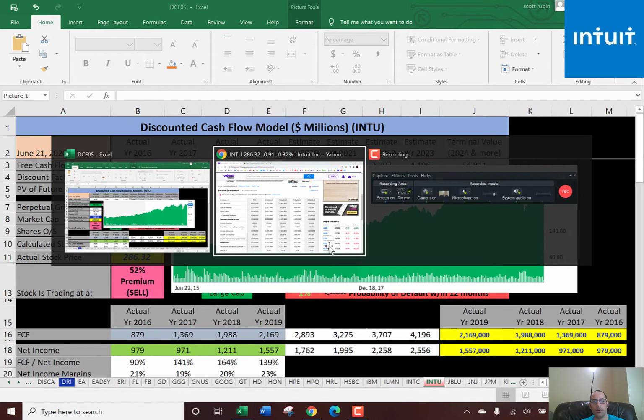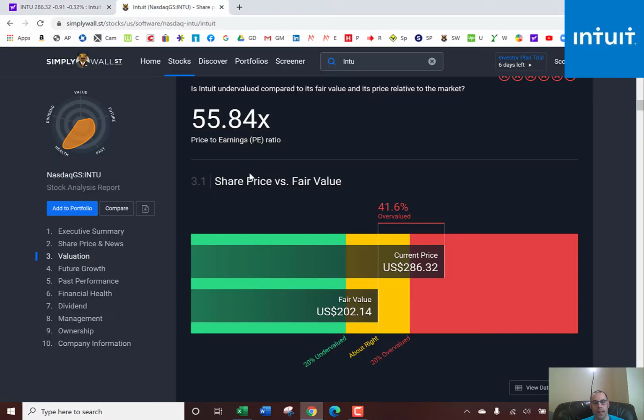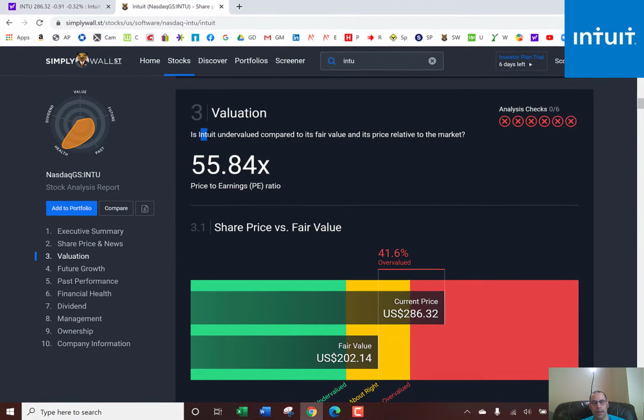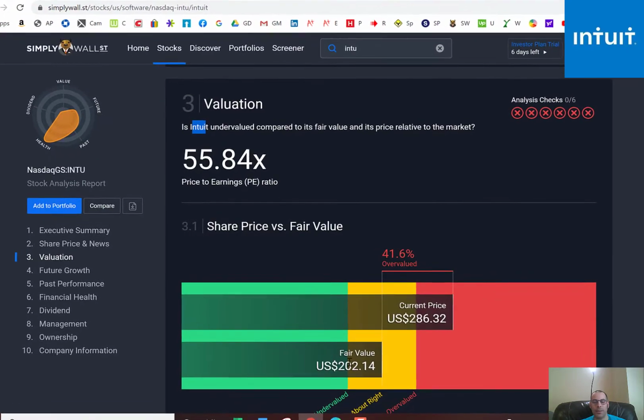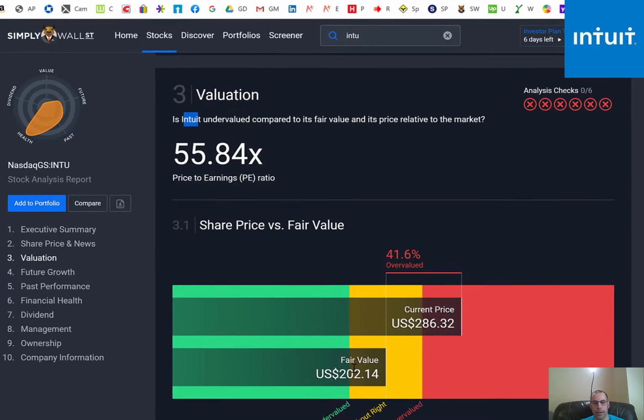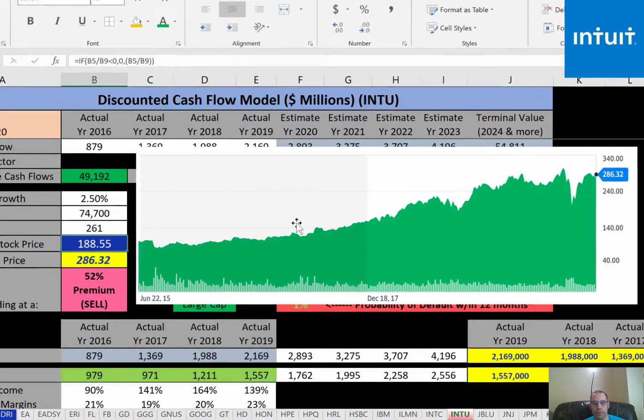Let's look at Simply Wall Street to see what they value the company at. So they value the company at 202. This is Intuit, Simply Wall Street, and they do a fair value of all the companies. And I like to go to this website just to see if we're in line. Let's go to the financial ratios to get more information on the company.